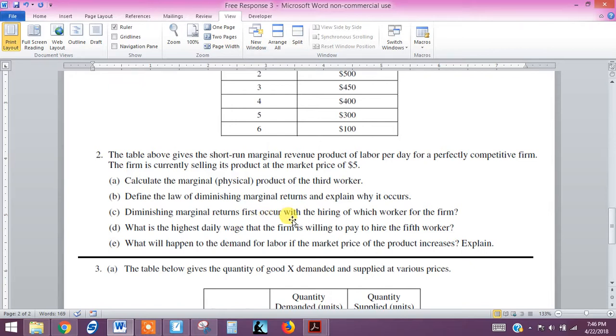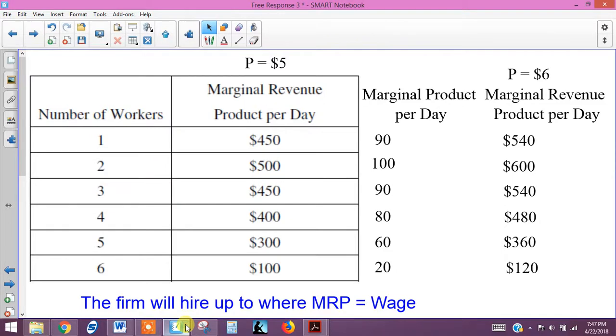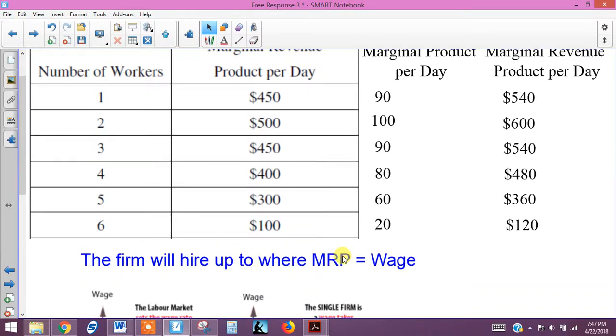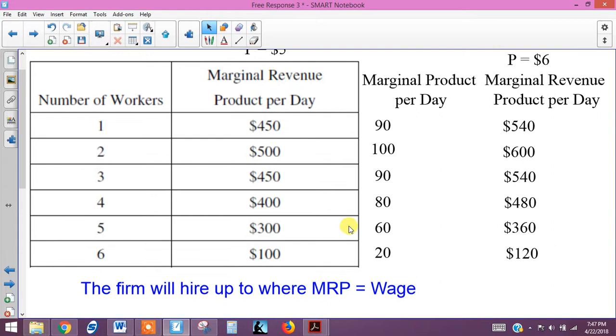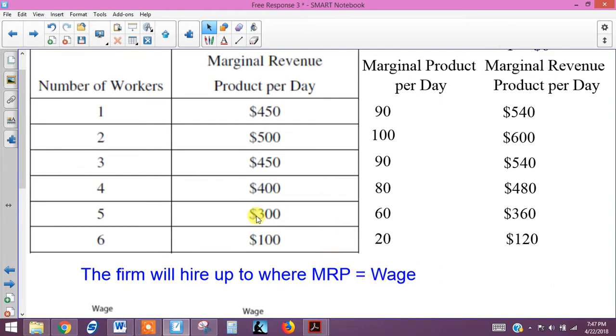Okay. Part D. What is the highest daily wage that the firm is willing to pay to hire the 5th worker? Well, that's easy too. This is simple stuff. We know that they're going to hire where marginal revenue product equals wage. So they're not going to pay the 5th worker more than his or her marginal revenue product. So the highest wage they would be willing to pay worker number 5 is $300 per day. Okay.